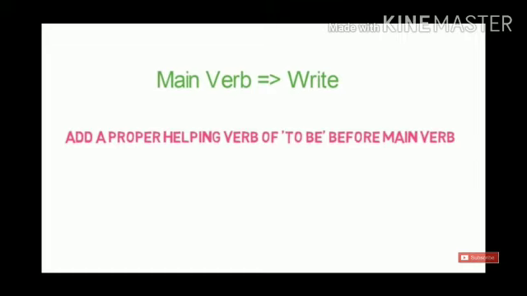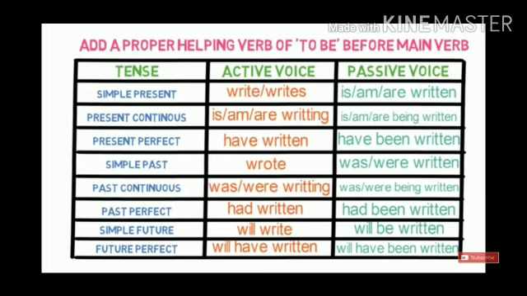Second, we need to add a proper helping verb or be verb before the main verb. This helping verb is decided based on tenses. For example, with the help of the main verb write, we can see how to use the tenses in active voice and passive voice. Let's look into the different helping verbs as per the tenses, one by one, which we need to learn.